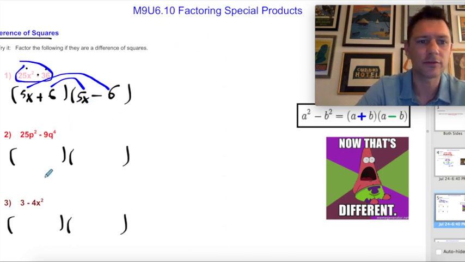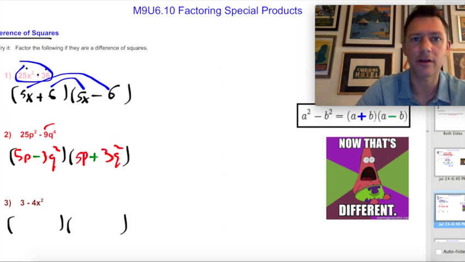This does the same sort of thing. You get 5p and 5p. The way you get to 9 is 3 and 3, because we see no middle term. And the way you get to q to the 4th is q squared and q squared. And because it's the difference of two squares, one's negative and one's positive. And we move on from there.